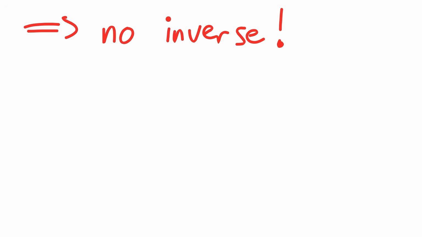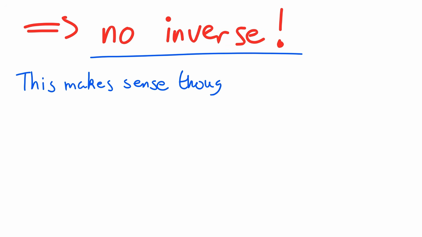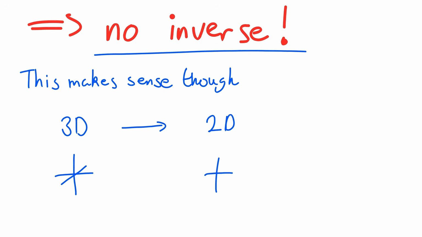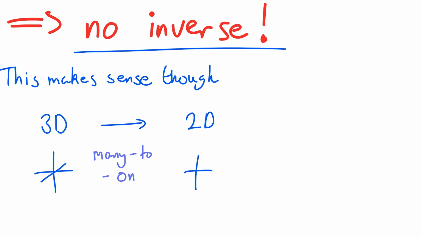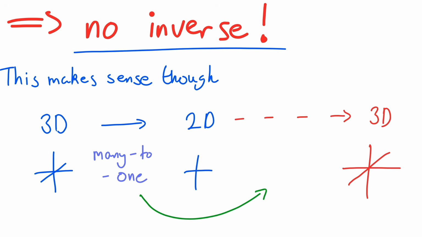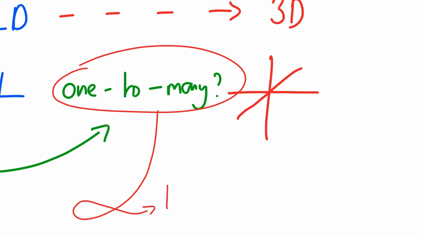This should make sense because the mapping from 3D to 2D is many to 1 because there are infinitely more points in 3D than 2D, which would mean that the inverse would need to be 1 to many, and this is impossible for a matrix.